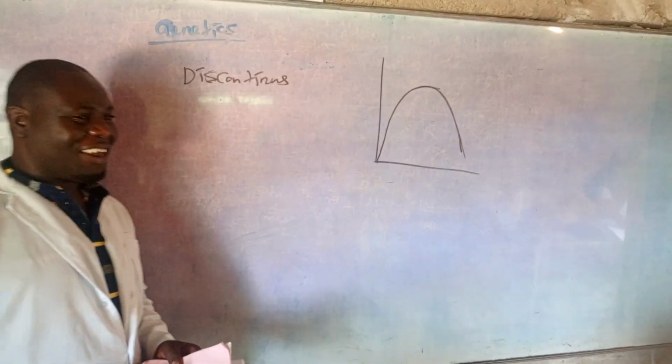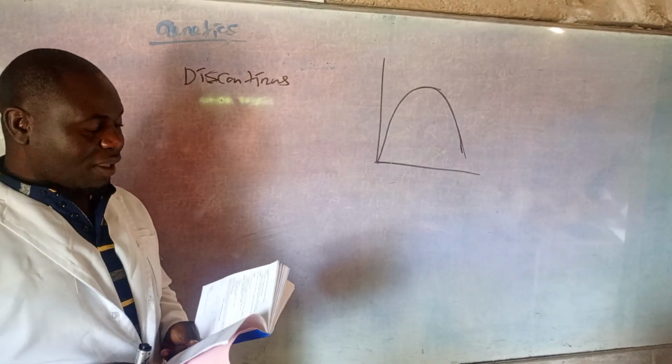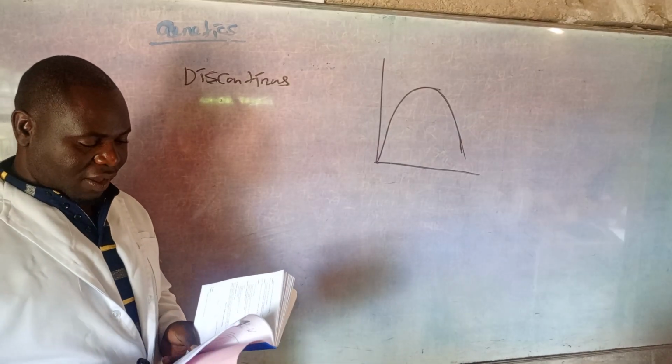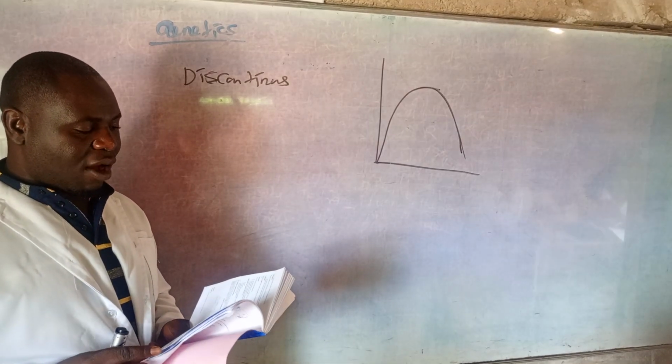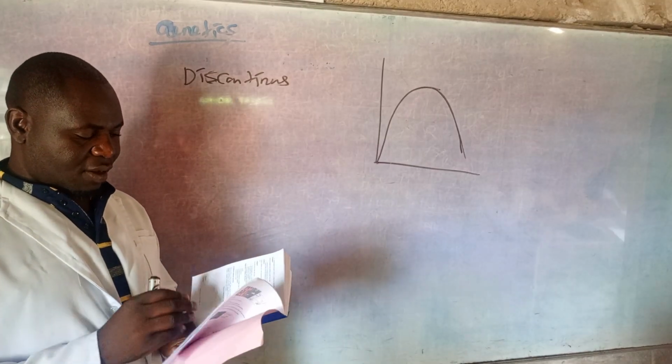Okay, so all these are examples of discontinuous variation. Tongue rolling, it is all together. Good. Then we have got some factors that cause discontinuous variation. Number one.